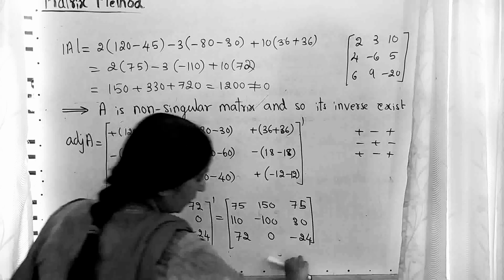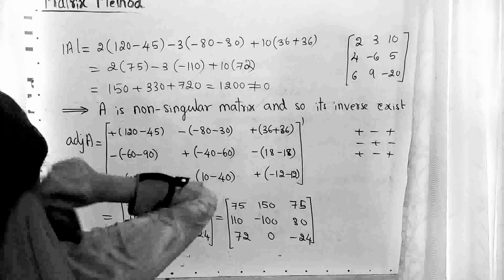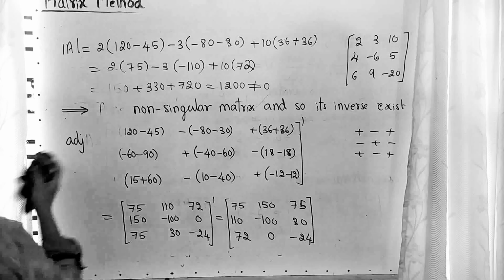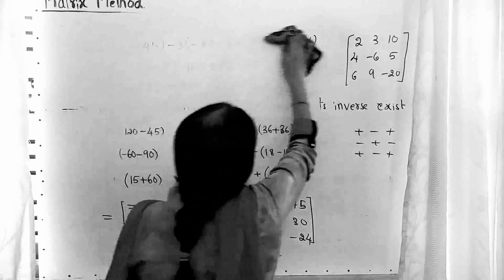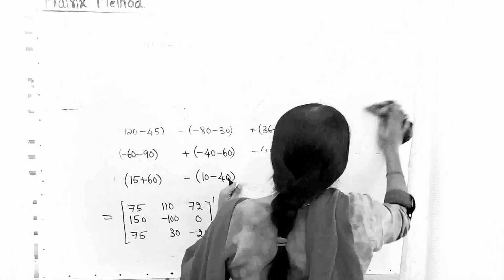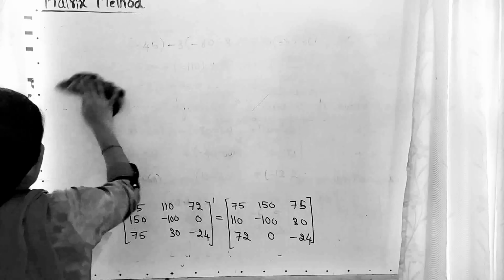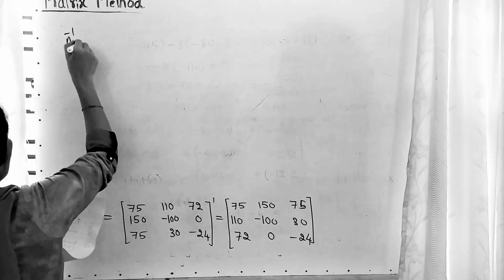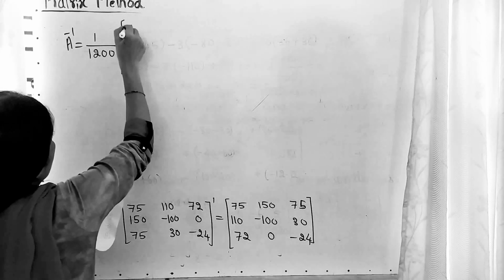Yes, student, have you remembered what is the next step? In the next step, we have to write the inverse. Inverse is what? 1 upon determinant of A into adjoint A. Therefore, A inverse is equal to 1 upon determinant of A into adjoint A.